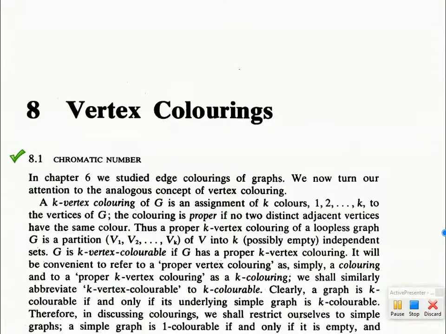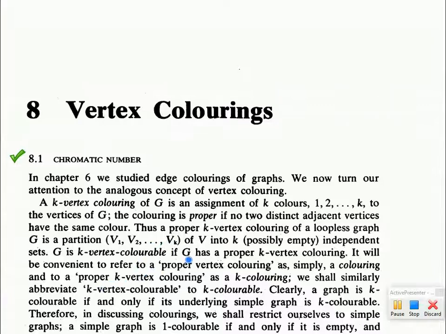A proper K-vertex coloring of a loopless graph is a partition of the vertex set into K possibly empty independent sets. Again, you see a connection with something we just saw in another chapter. We had that if you fix a color in an edge coloring, you get a matching. If you fix a color in a vertex coloring, you get an independent set. So a coloring is a partition of the vertex set into different and possibly empty independent sets.